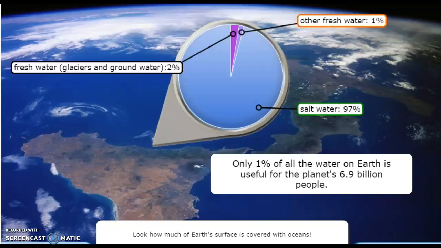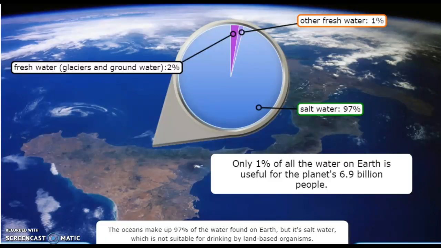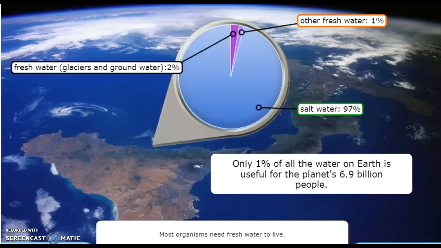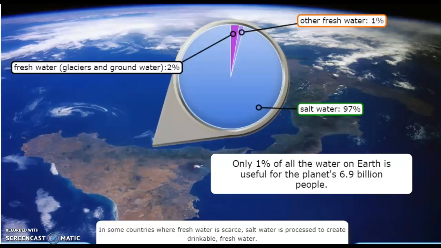Look how much of Earth's surface is covered with oceans. The oceans make up 97% of the water found on Earth, but it's salt water, which is not suitable for drinking by land-based organisms. Most organisms need fresh water to live. In some countries where fresh water is scarce, salt water is processed to create drinkable fresh water.